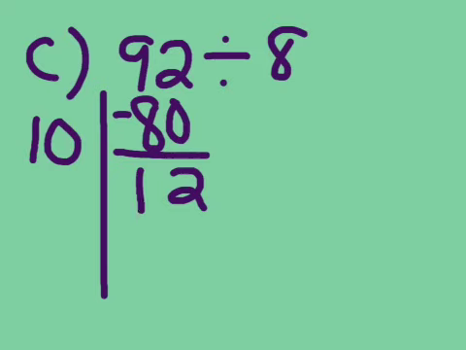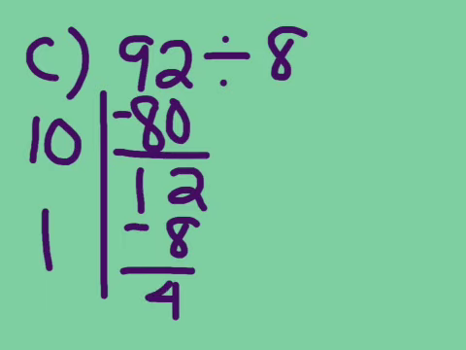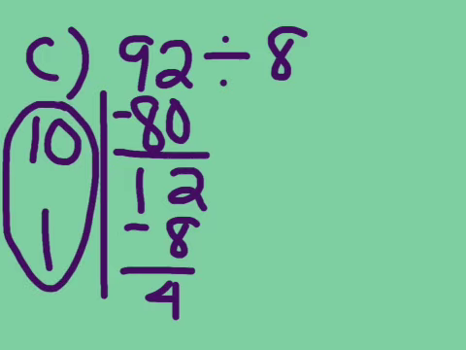12 left over. Can I make 10 more groups of 8? Ooh, absolutely not. 12 is a long way from 80. So how many groups of 8 can I make? I think I can make 1 group of 8. So 1 group of 8 is 8. I subtract those and I have 4 left over. So altogether I made 11 groups of 8 with a remainder of 4.